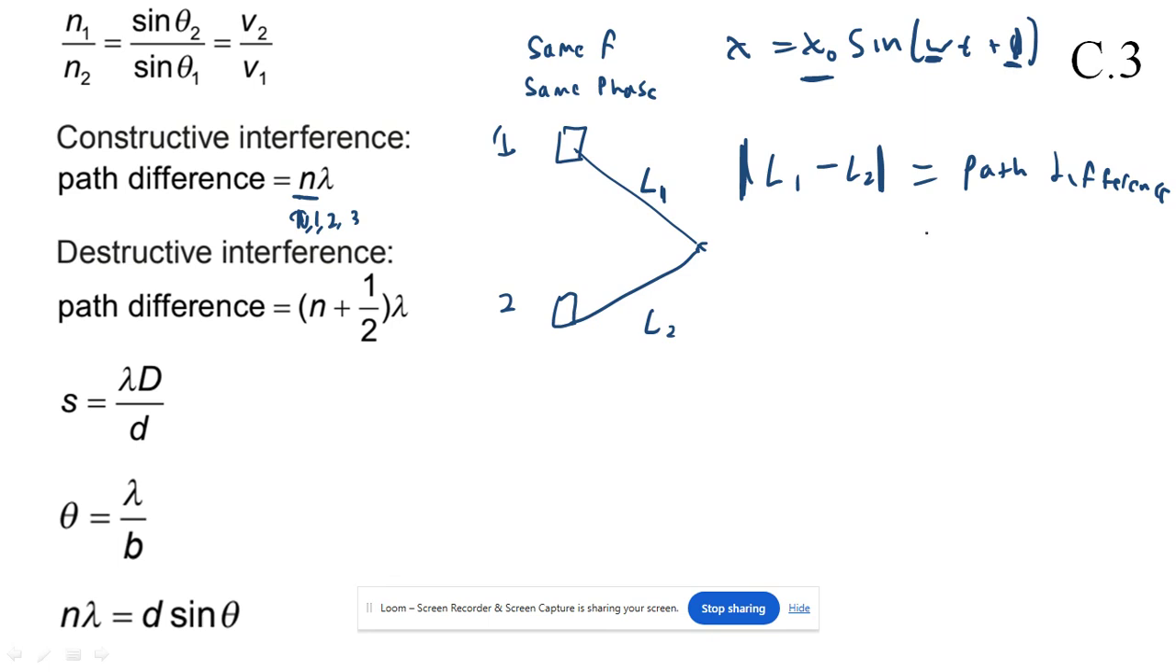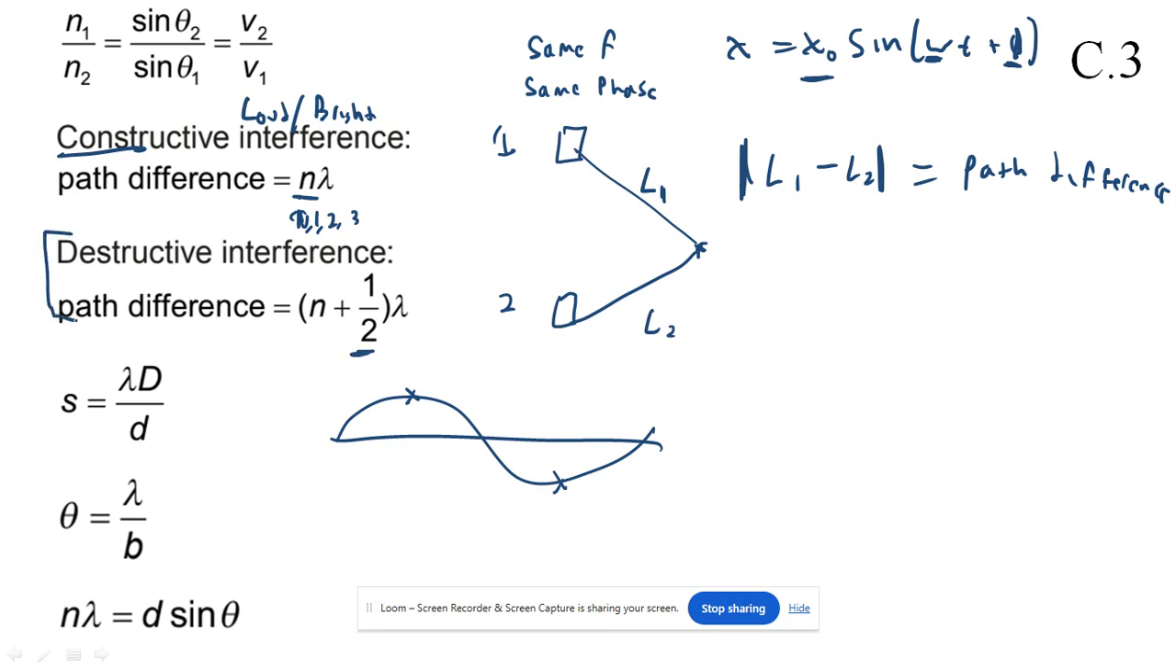If it's an even number, then you will have crest meeting crest, and it will be constructive and it will be loud. Or if it's light, it will be bright. Or if it's an earthquake wave, look out! Anyway, all right, so that's what they're talking about. If it's destructive interference, then you have a half wavelength difference in distance. A whole wavelength looks like this. A half wavelength separates a crest and a trough. So if you have a half wavelength difference, you get destructive interference.